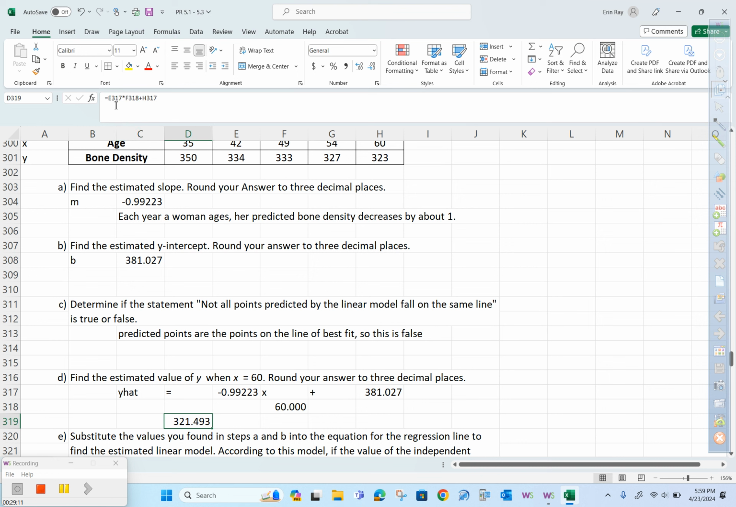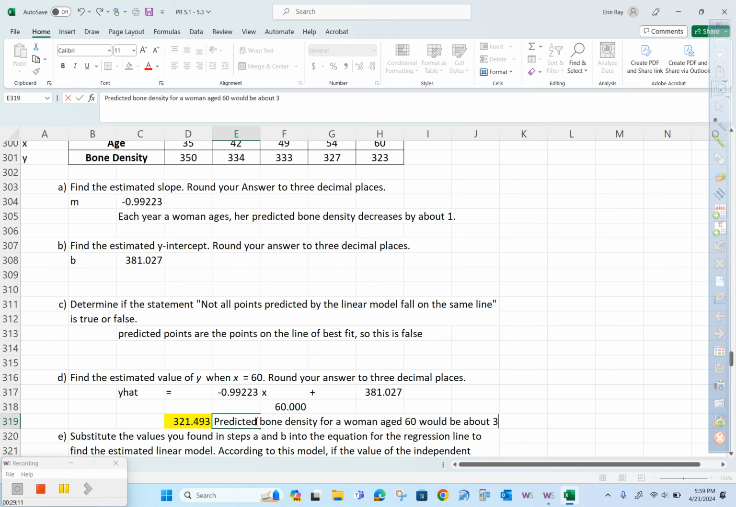Again, this would be something that you would label if we had context. So this is the predicted bone density for a woman aged 60 would be about 321. Okay, and that's very close to our table value. That was 323.